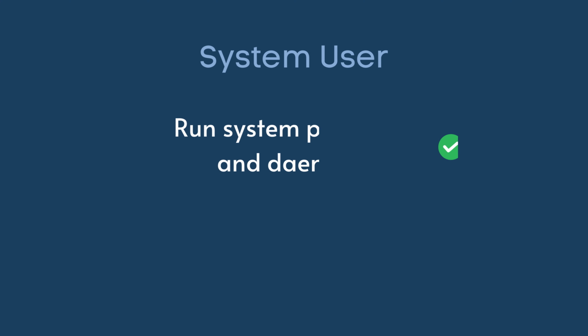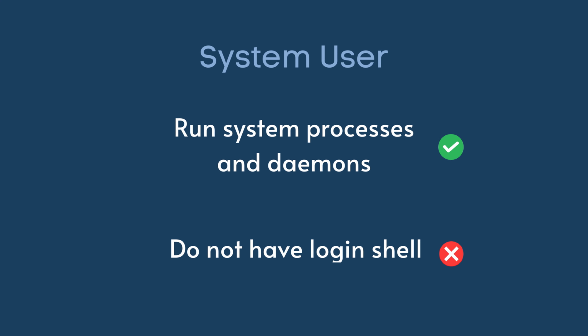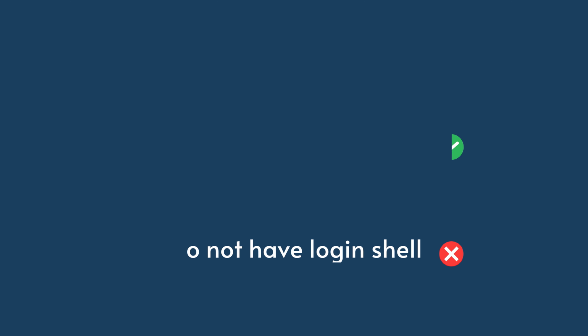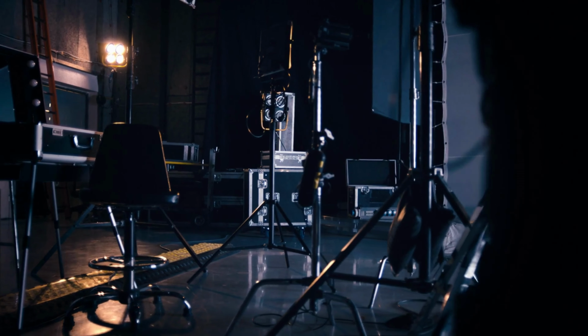The third type is system user. System users are created during installation of various software or services. They are used to run system processes and daemons. Typically, these users don't have a login shell, meaning you can't log into the system as a system user. Their primary purpose is to ensure services run with the minimum required privileges, so that it will increase the system security.